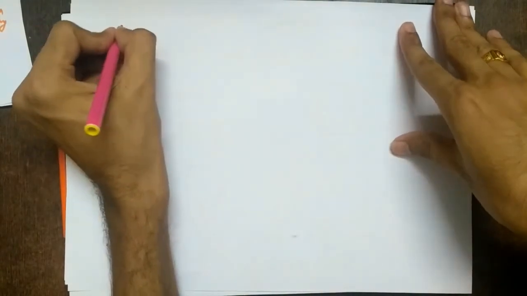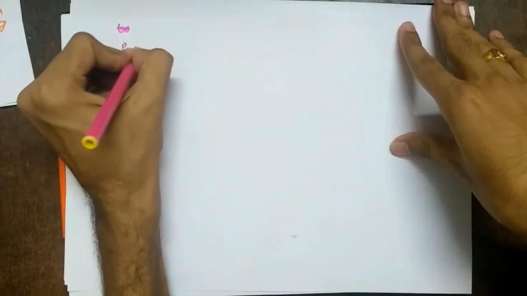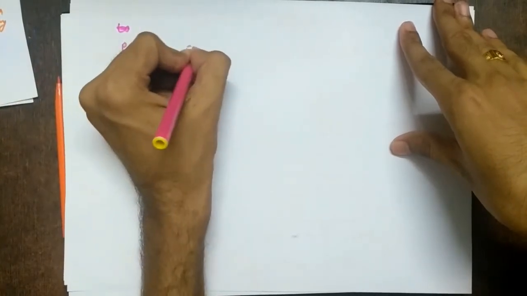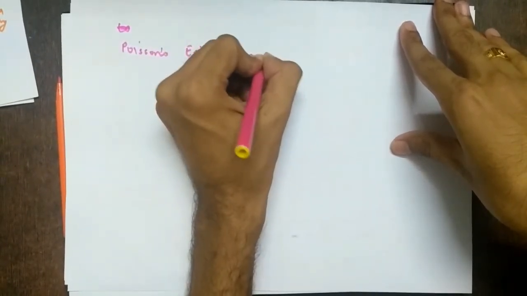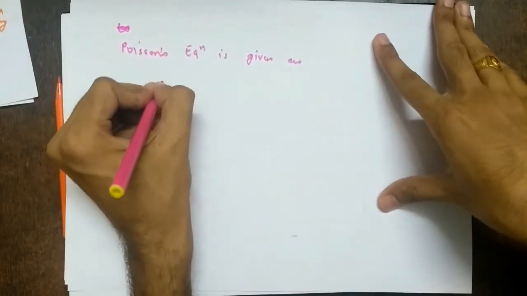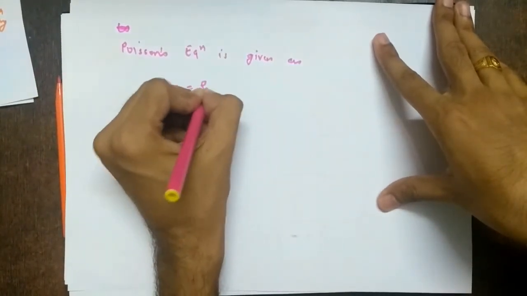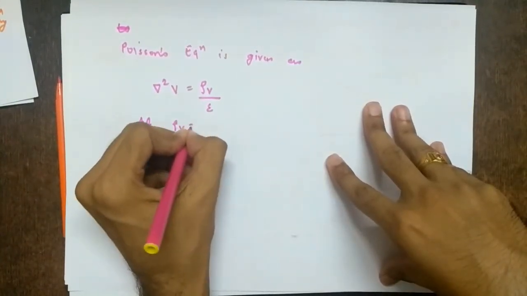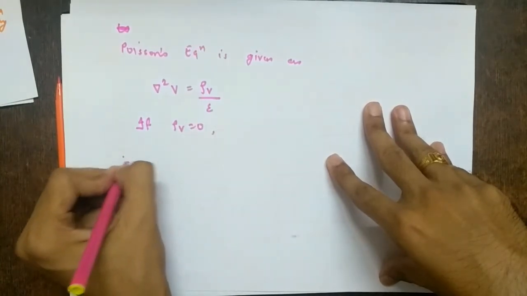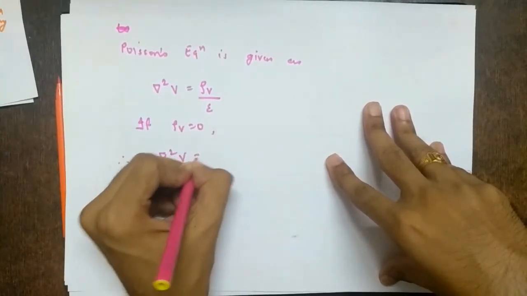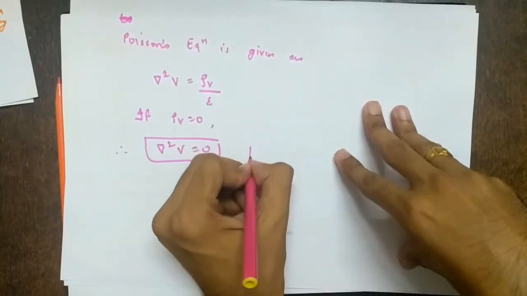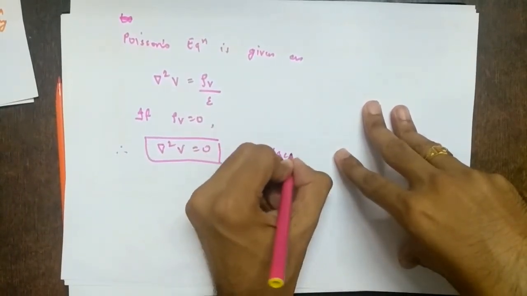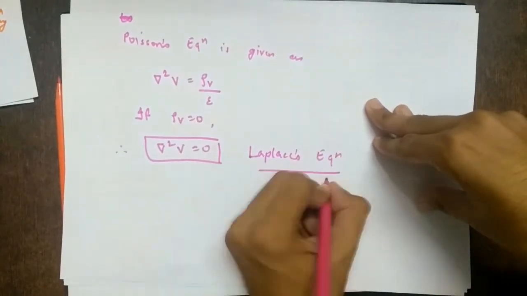Okay, so then we have Laplace's equation. First I'll write Poisson's equation, which is given as del square V equal to minus rho V by epsilon, right? So if let's say rho V is 0, what will this equation become? It will become del square V equal to 0, right? So this is nothing but Laplace's equation.